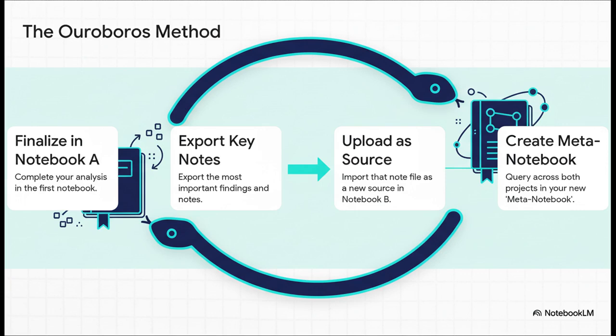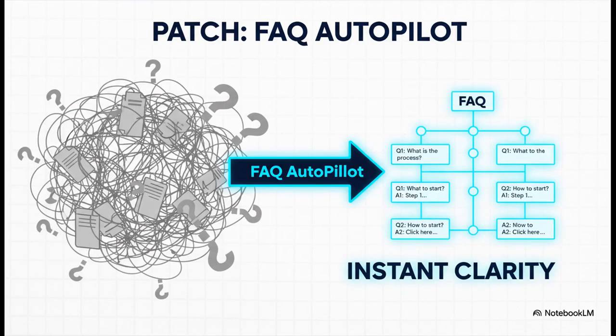You finish your work in Notebook A, you export your key findings, just the good stuff. Then you upload that export as a new source into Notebook B. Boom. You've just created a meta notebook that lets you query across projects that could never talk to each other before. And for our last fix, we have the FAQ autopilot.